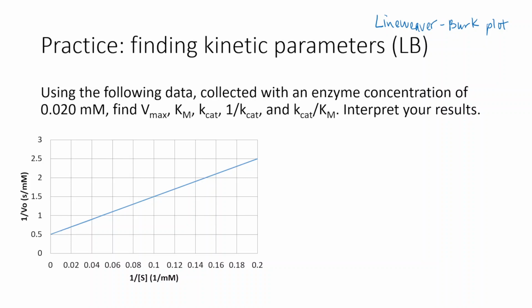As I mentioned, this is a linear graph, and the equation for the line in an LB plot is this equation. I know that's a lot of symbols, but if you break it down, it's just a y equals mx plus b equation. So y is our 1 over v naught, that's our y-axis. X is 1 over substrate concentration, that's on the x-axis. The slope is m, which is Km over Vmax. And the y-intercept, the b, is 1 over Vmax.